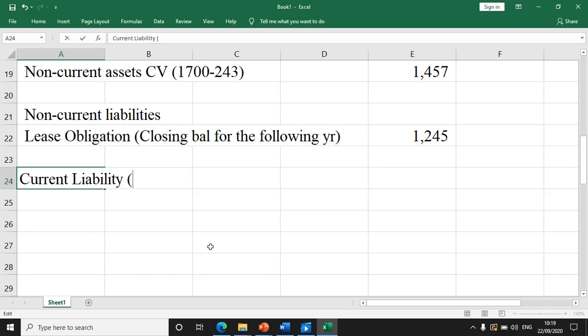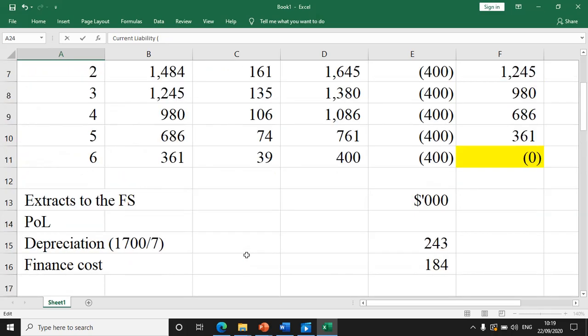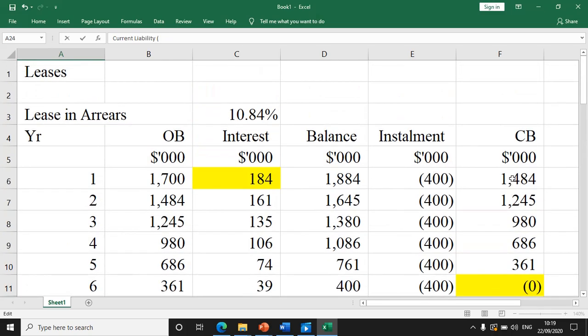Therefore, the current liability will be not that amount, but the difference between the closing balance for year 1 and the closing balance for year 2. Remember that the total obligation at the end of year 1 will be that much. So for us to find the current liability, we have to remove only the non-current liability. Let's do the work.